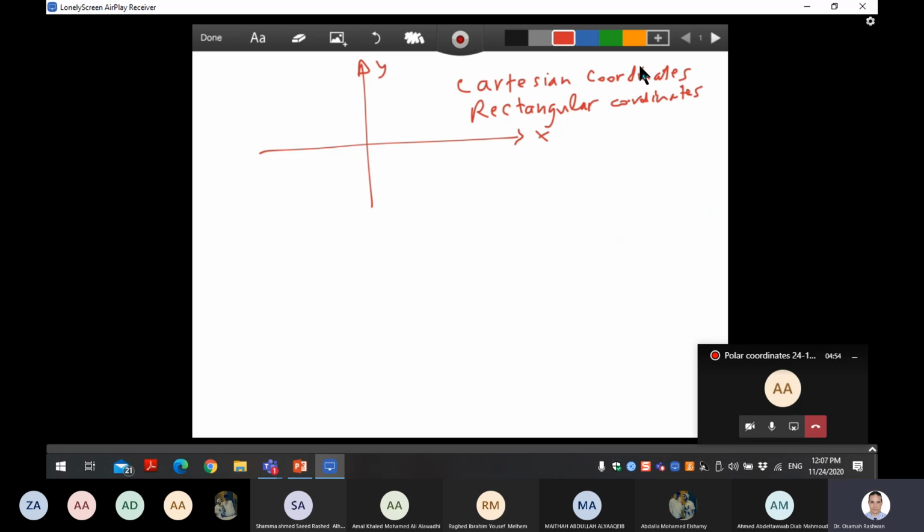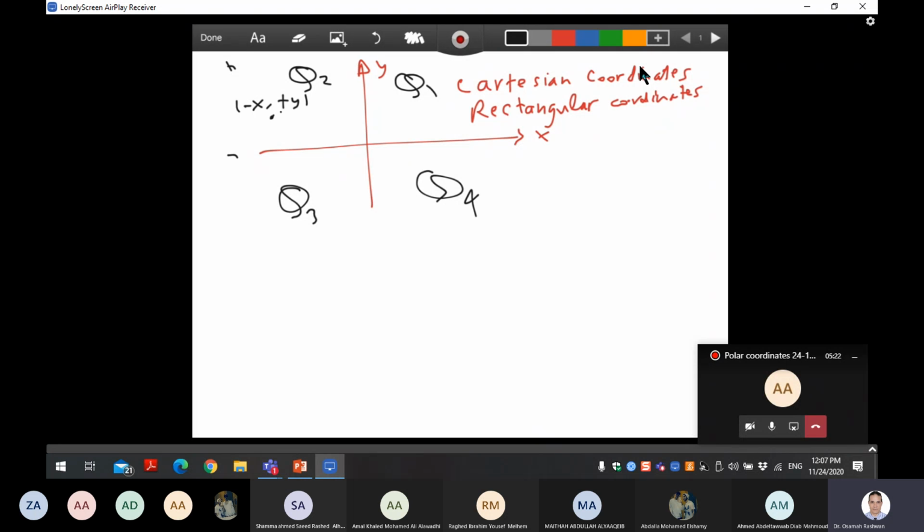Any point in this rectangular or Cartesian coordinate system lies in a quadrant. This is the first quadrant, this we call the second quadrant, this is the third quadrant, this is the fourth quadrant. So if you have a point in the second quadrant, your x is negative and your y is positive, right? So you should have a negative value for x and a positive value for y.